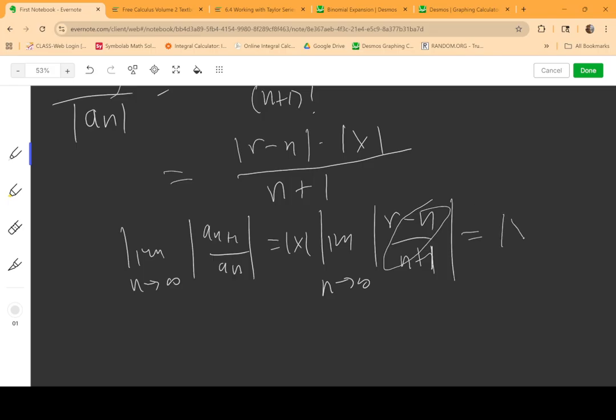We have an absolute value of x on the outside. So we get this, right? So it converges when the absolute value of x is less than 1. In other words, we have 1 to be my radius of convergence. Okay.